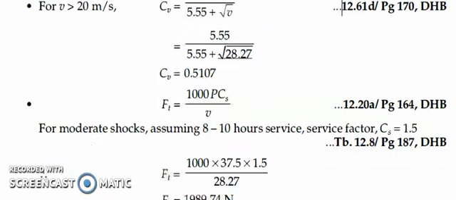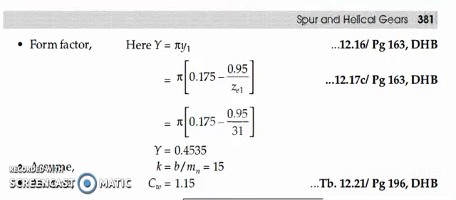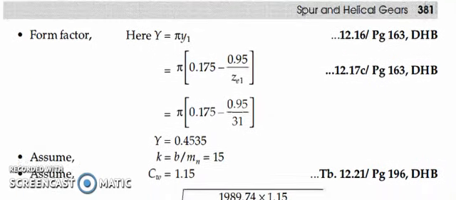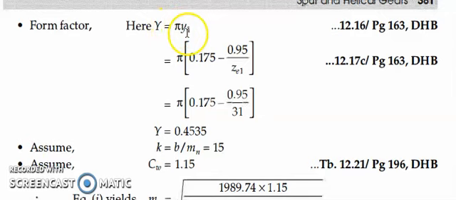After that we can calculate Ft. Ft is equal to 1000 P Cs divided by V. The question already states that the system is under moderate shock, and assume it is 8 to 10 hours service. So we can take the value of Cs as 1.5 from table 12.8. So take this table and identify where we got that value. Then next we can find the value of Ft. Using that equation we will get it as 1989.74 Newton.